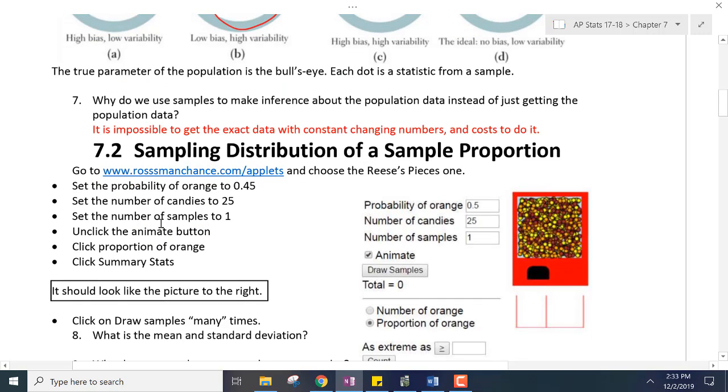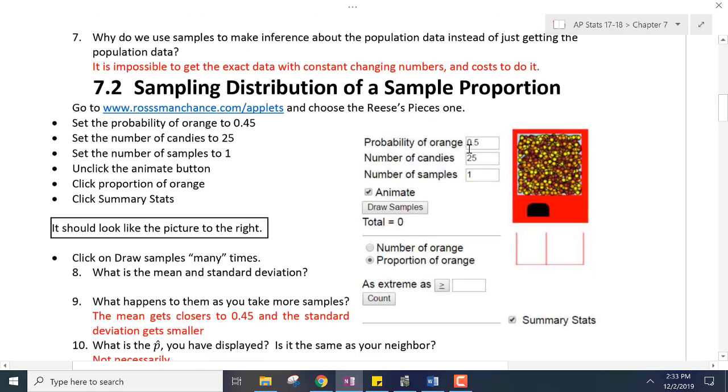So we're going to go to this website, rossmanchance.com/applets. I have too many S's in there, so when you actually do it, do not type in that. We're going to set the probability of orange to 0.45. Number of candies is 25. Set number of samples to 1. Unclick the end. So it should look like this, besides the fact I forgot to change the probability here.